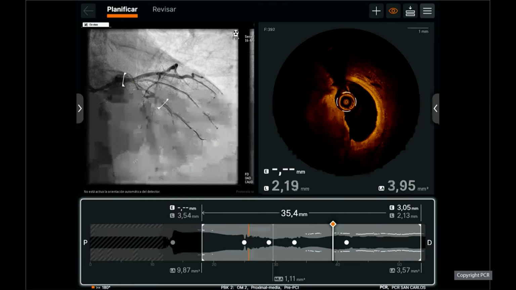We're going to pre-dilate a little bit more because in the previous pre-dilation we didn't have a wire in the LAD, so we didn't want to pre-dilate much, just the ostial part. We were just pre-dilating a little bit more in the circ to recover flow, and now we're going to pre-dilate a little bit more.